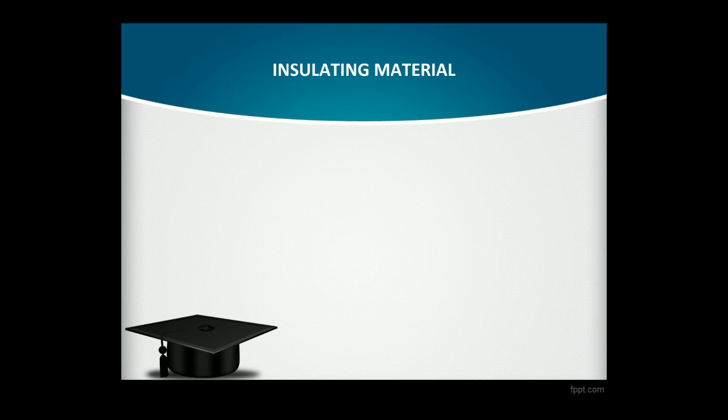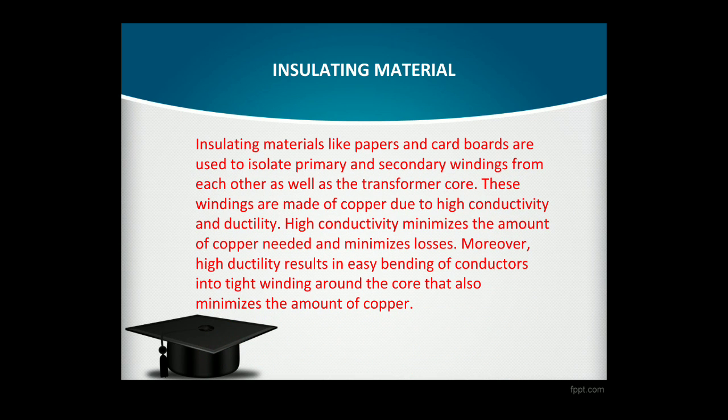Now the insulating material. Insulating material like paper and cardboard is used to isolate the primary and secondary winding from each other, as well as the transformer core. In actual practice, nearer to the core the low voltage winding is installed, and above the low voltage winding the high voltage winding is installed, and between these two windings a high voltage insulation, or paper or cardboard insulation, is provided. It is also provided between the low voltage winding and the core.